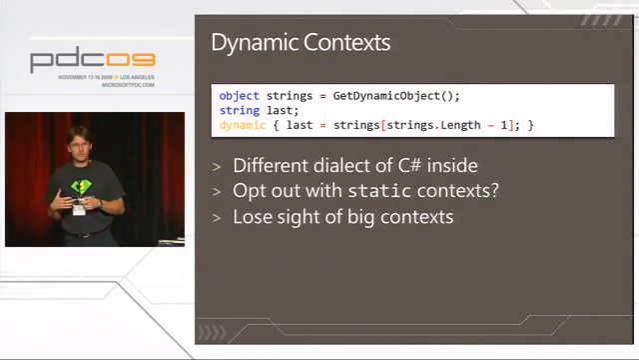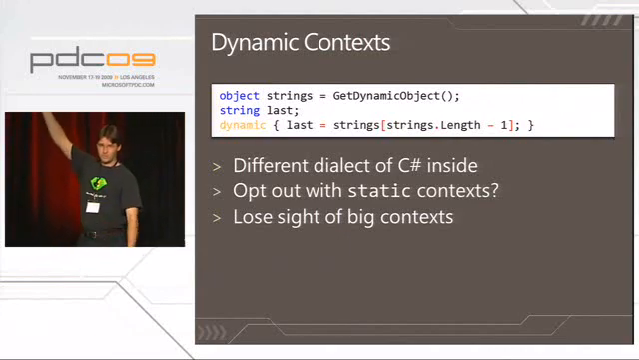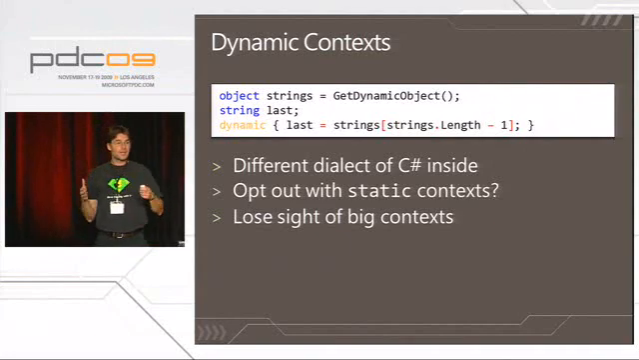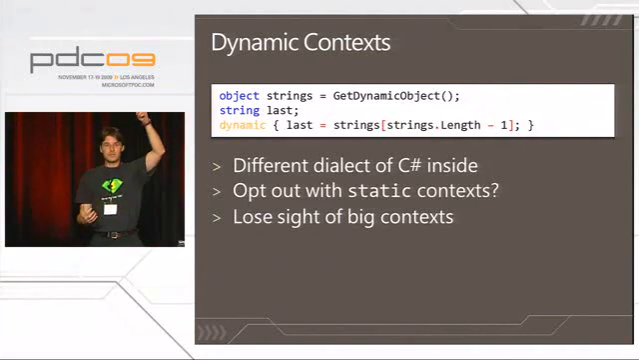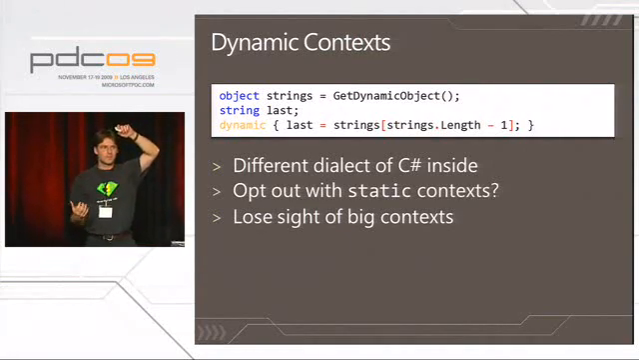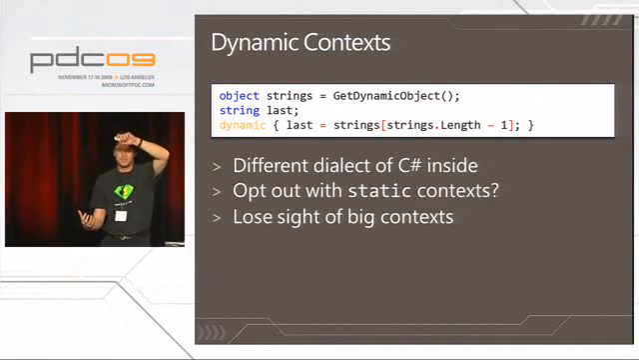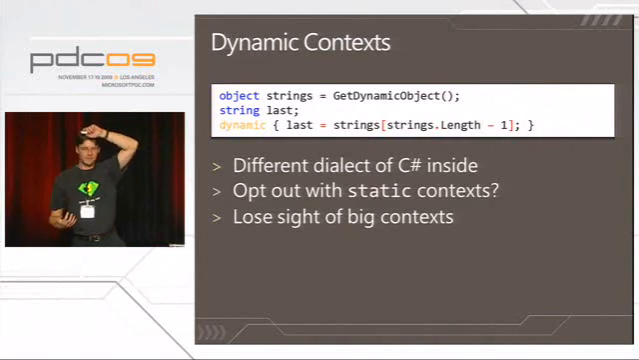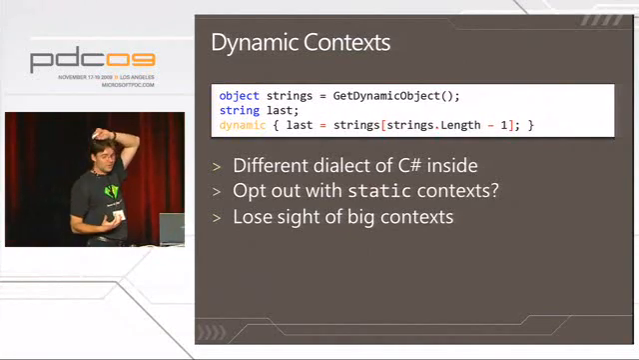it runs into its own problems with scale. I'm not going to show something that grows big here, but first of all, it's a different dialect of C# inside. When you're inside a dynamic block, indexing means something different. Minus means something different. Dot means something different. Everything means something different. It's like a whole other language in there. We're certainly not in Kansas anymore.